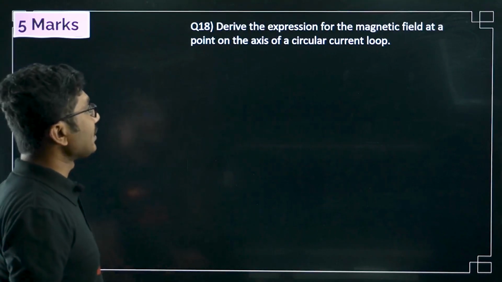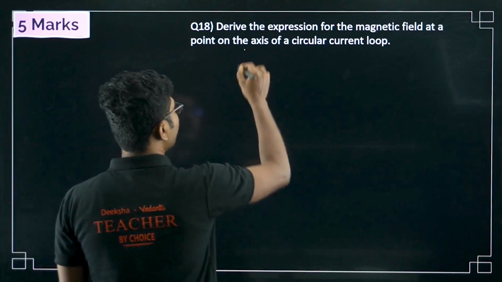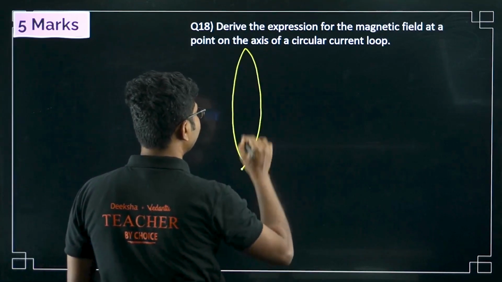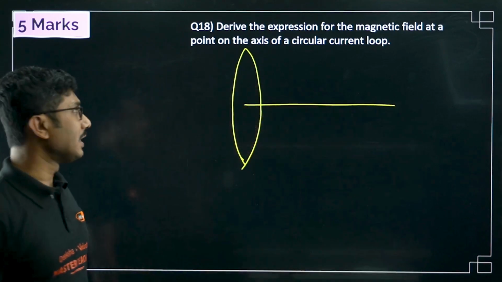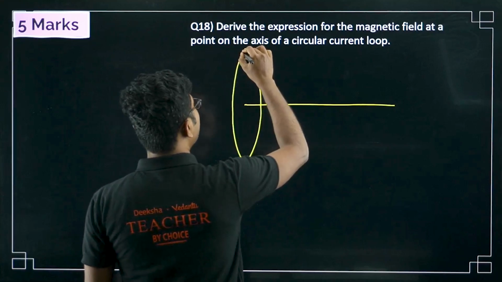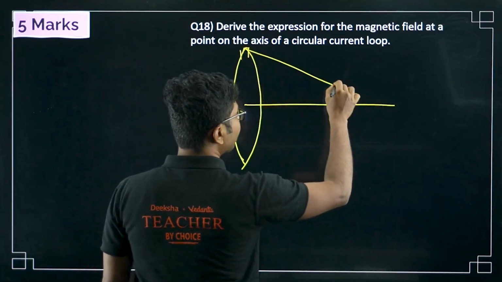Now derive the expression for magnetic field at a point on the axis of a circular current loop. So we have a circular current loop and we are trying to find the magnetic field. This is the most difficult of all the derivations that we are doing, but it will highly probably come, so that is why we are doing it.